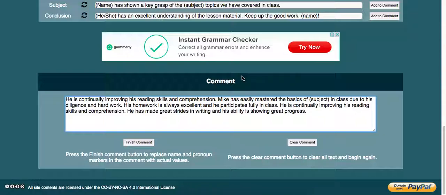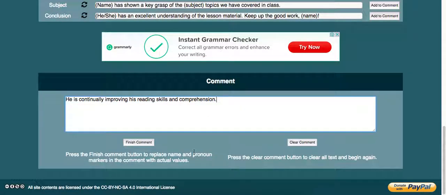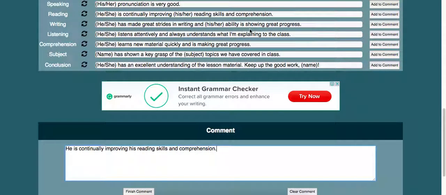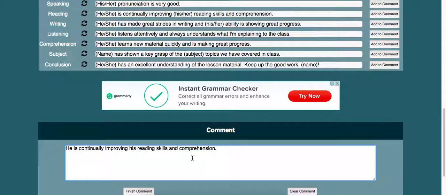But I would bet money that they do, and that they appreciate this much more than this, and that they would be able to detect comments that don't make sense, and comments that seem repetitive. He's reading great. He's speaking great. He's good at vocabulary. He did an excellent job. Those are not unique statements, and this helps you avoid that.